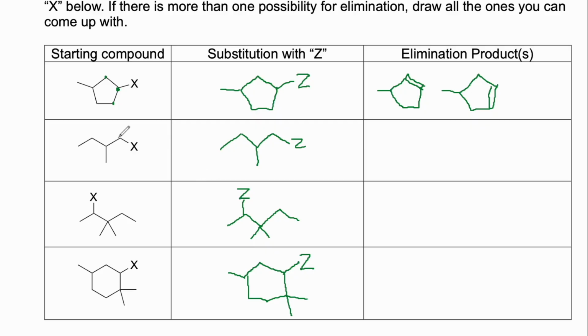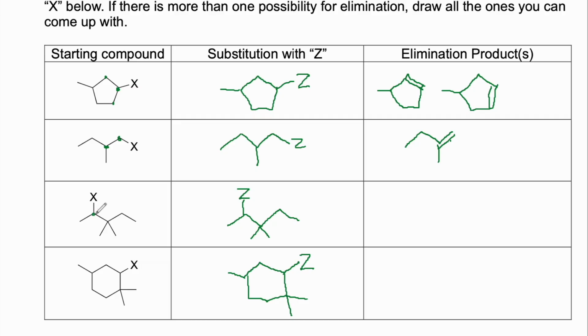And if we pick on this lower carbon to lose a hydrogen, the alkene will form in the other location. For this one over here, the carbon that has an X only has one neighbor that has a hydrogen. So there's only one possible product, only one location for that alkene.